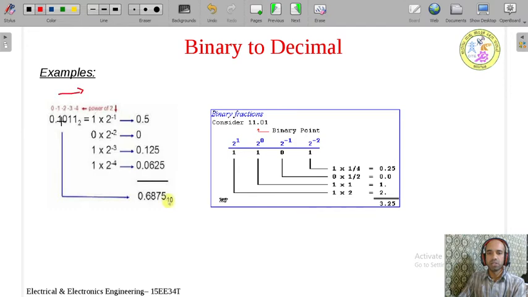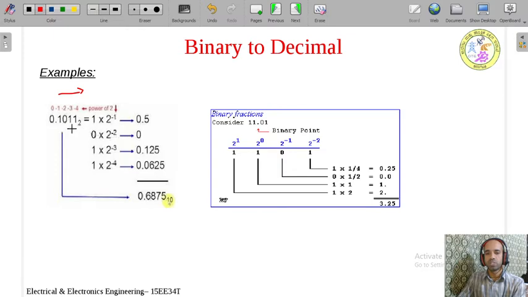First take 1 and multiply by 2 power minus 1 now. When we are converting a binary fraction number into decimal, you need to multiply each digit with the corresponding powers of 2, meaning negative powers of 2 you need to consider. So 1 into 2 power minus 1, next 0 is there.